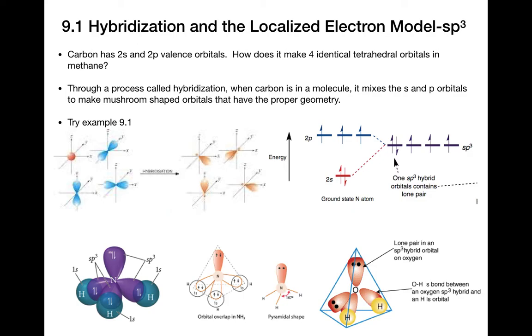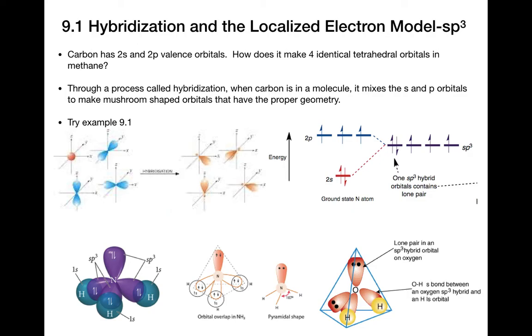For example, carbon in methane has 4 identical tetrahedral orbitals, but the carbon valence electrons are 2s and 2p. S orbitals are spherical, so they shouldn't really point in any one particular direction, and p orbitals have 90-degree angles between them, which does not fit the 109.5-degree bond angles in methane.